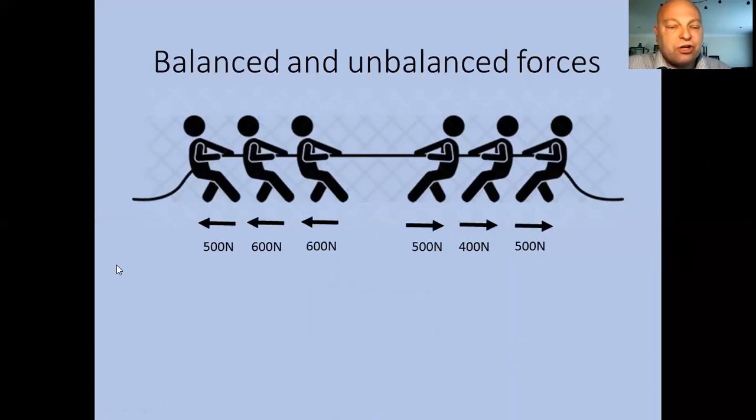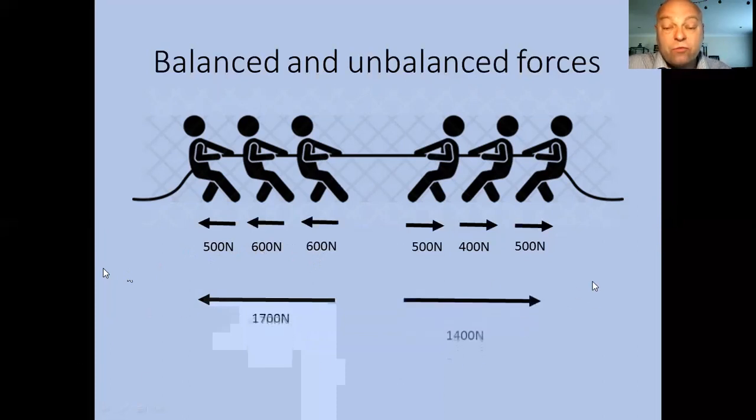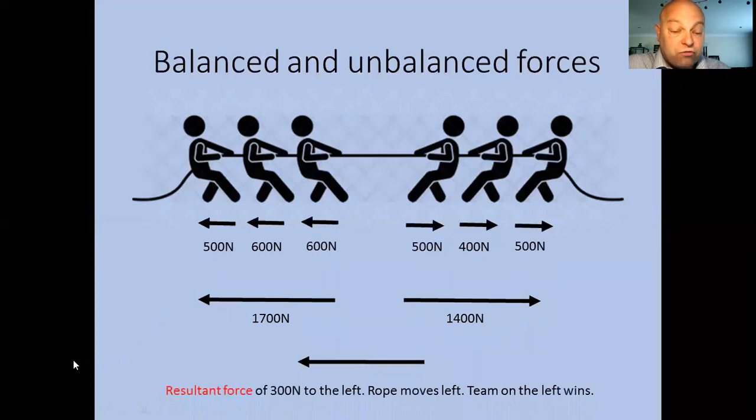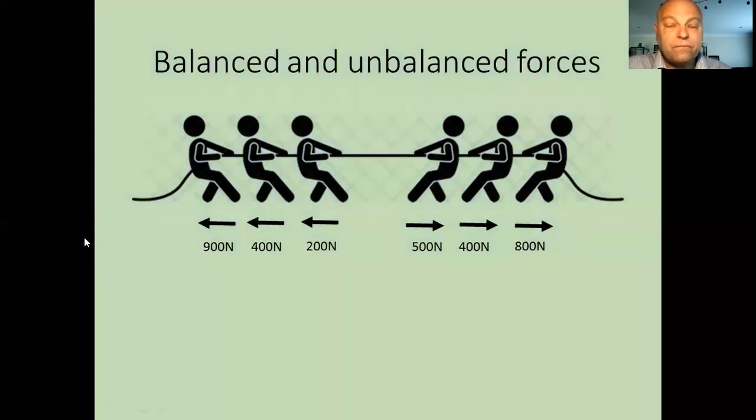So then, let's have a look. This is what you should have done. Add all the forces together going left, the 5, the 6 and the 600, which should come to 1700. Do the same thing on the right, which should have come to 1400. The answer then would have been the resultant force of 300 newtons to the left. The rope moves left, the team on the left wins. I don't know if you got that right. Let's have a go at another one. So pause the video again, have a go at your answer.